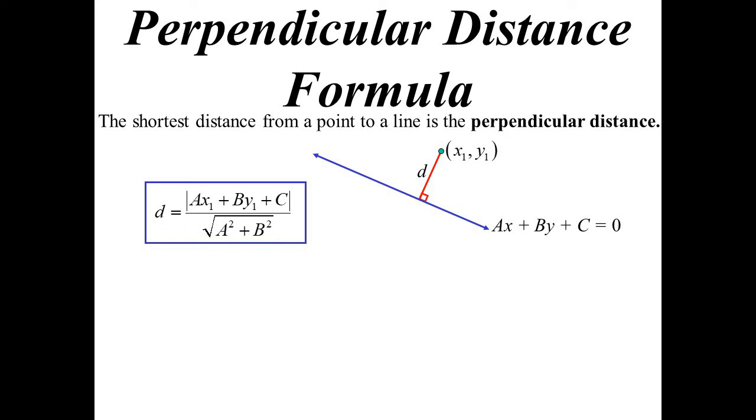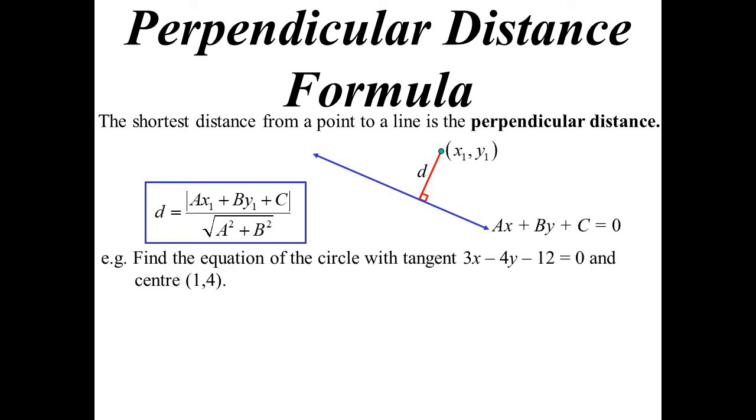Why is that the hypotenuse? Because remember, the coefficient of x and the coefficient of y, that's to do with the slope, which is rise over run. That would be the adjacent and the opposite side. So therefore, the square root of those two things added together would be the hypotenuse. So that's where it all comes from. But that's all you really need to remember: general equation, sub in the point, divided by the hypotenuse, you get your perpendicular distance formula.